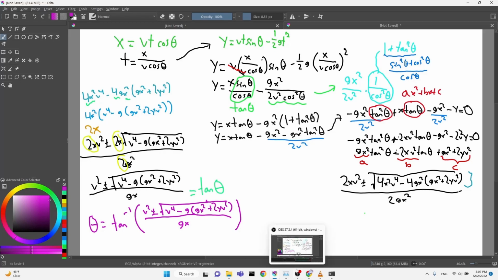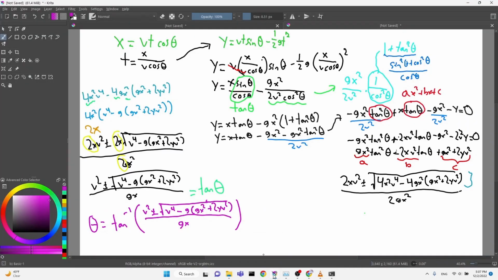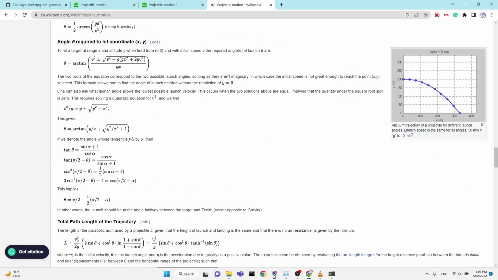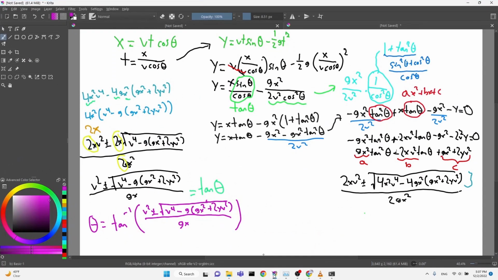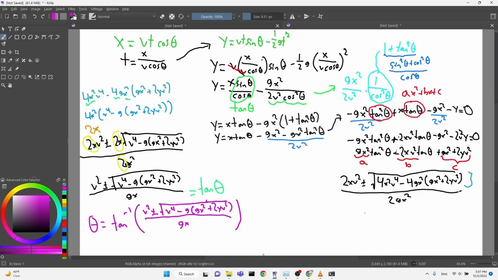And let's just check with Wikipedia, just to make double sure. Theta is arctangent. Yeah, we have that. Of v squared. Do we have that? Yeah, we do. Plus or minus the square root of v to the fourth. We have that. Minus g times gx squared plus 2yv squared, right? And all over gx. Isn't that cool?